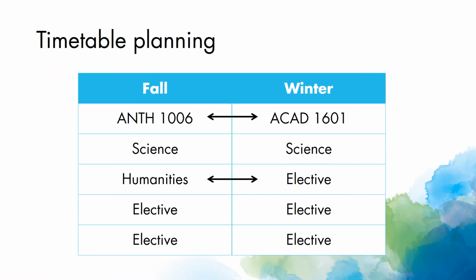Students planning on a full course load will be registering for 5 courses in the fall and 5 courses in the winter. This is an example of how the list of courses we reviewed at the beginning of this presentation might be split over 2 semesters. As we saw, ANTH 1006 and ACAD 1601 are offered in both semesters, so you can choose where you would like to take them. The list of humanities and science options can be found earlier in this video or under the Course Selections tab of the NSO website.